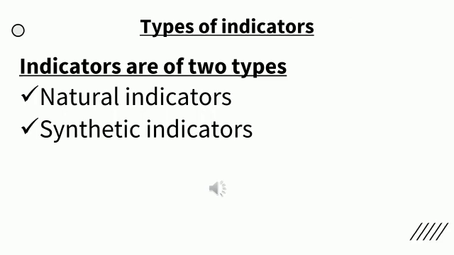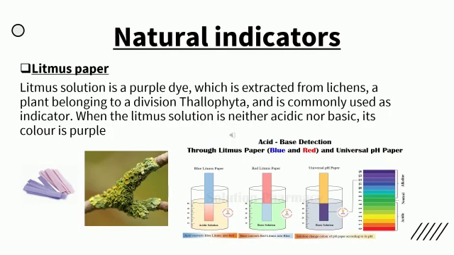Coming to types of indicators, there are two types of indicators which are widely used to test whether the substance is acidic or basic. One is natural indicators and another one is synthetic indicators. So let us study in brief about natural indicators and synthetic indicators. First, we will study about natural indicators. Under this, we will be looking into the first natural indicator, that is litmus paper.